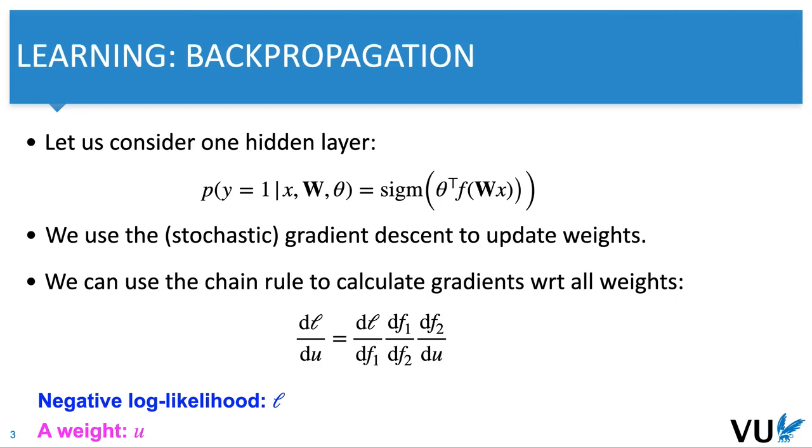Last time we talked about a simple example, a neural network with one hidden layer. We use stochastic gradient descent to update the weights of the neural network. Our objective is the negative log likelihood. And we realized that, in fact, we are able to calculate gradients by using the chain rule. Here by L we denote the negative log likelihood. By U, we can say this is a weight. And to calculate the gradient with respect to the weight, we need to apply the chain rule, right?